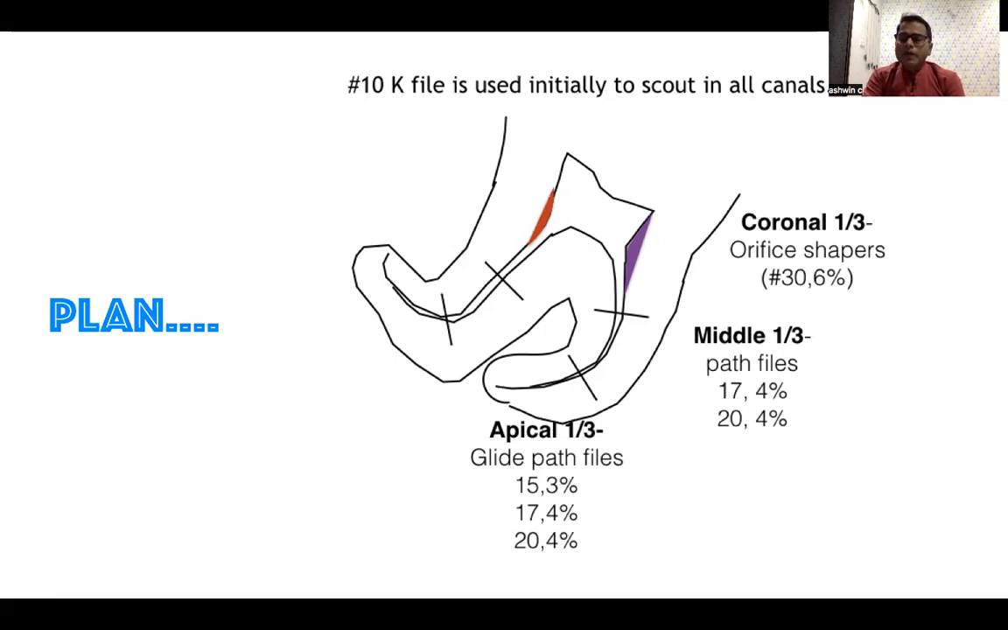In the middle third, how I will go. See here, middle third, glide path file I will use. Then I will use 17 4% file. Then I'll enter in with the 24% file. After I'm using the 24% file, I will think about the apical one third. How will I go ahead with the apical one third? Again, I will use the glide path file. Then 15 3% file. There are a certain number of files in between, 12 number file or something.